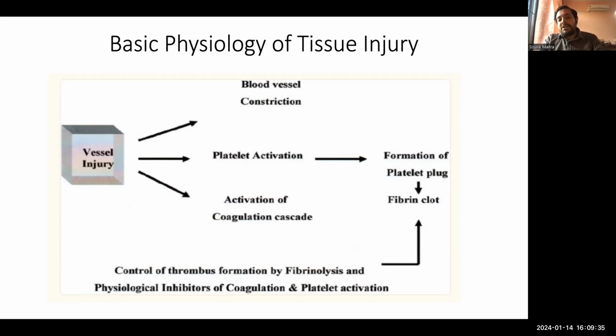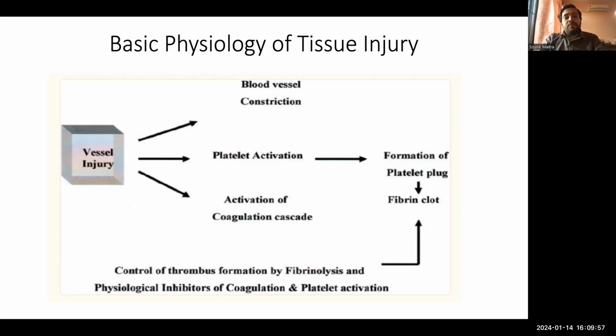So platelet activation and activation of the coagulation cascade are not independent of each other. They are dependent: activation of the coagulation cascade causes platelet activation, and platelet activation ultimately causes coagulation and formation of the fibrin plug, which ultimately prevents further blood loss at the site of the tissue injury.